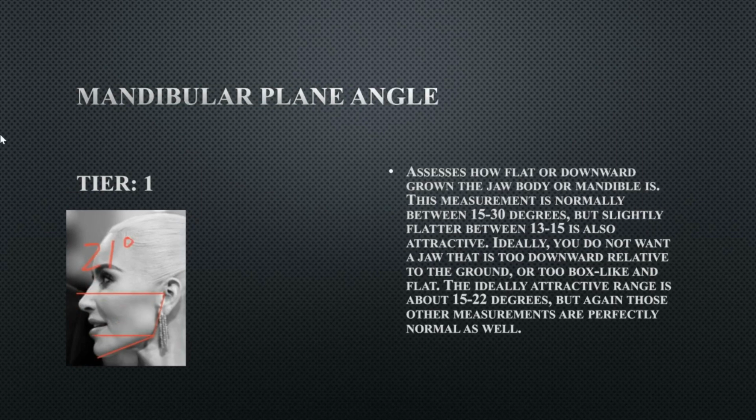Her mandibular plane angle, so how downswung is her jaw, is at 21 degrees. And again, this is at the edge of the ideal range, so she's getting a lot of the ideals, but at the very edge. She's not getting it at the center of it. So this is about 15 to 22 degrees for men and for females, and for her, she got 21. So her jaw is not too downswung by any means necessary, and this is perfect.